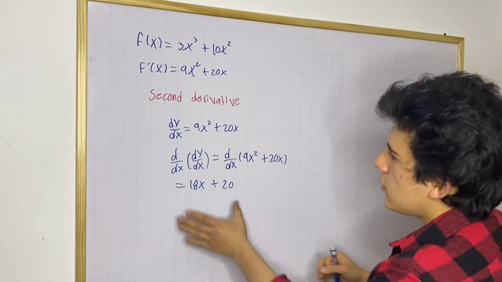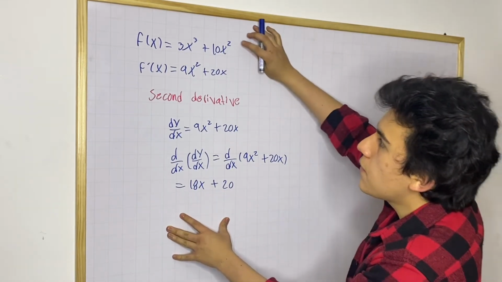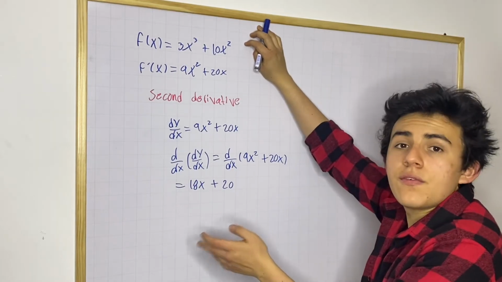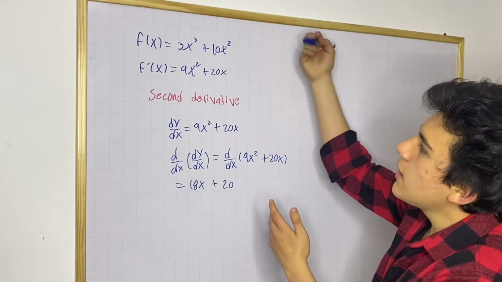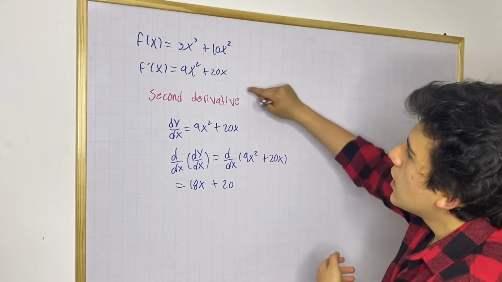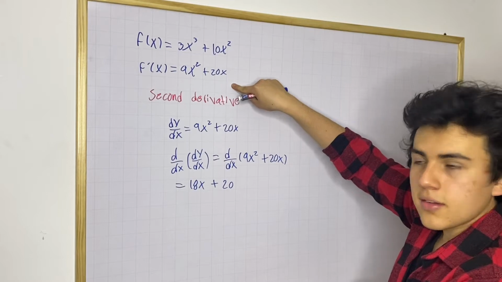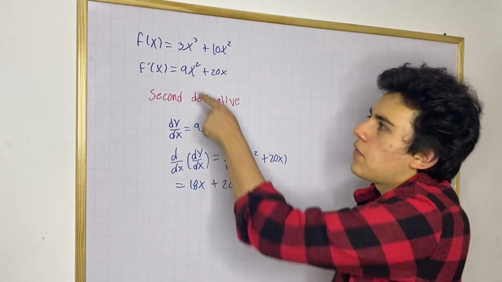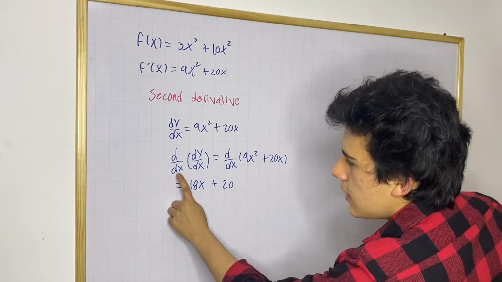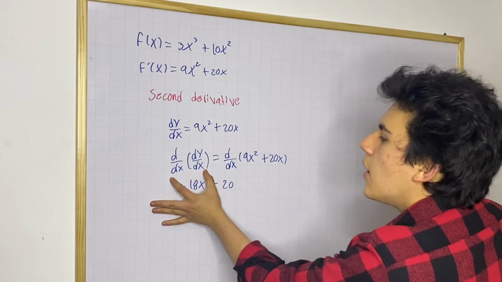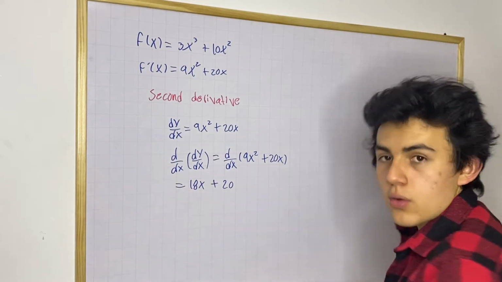So let's go back to this example. Remember, we had a function f, which in an xy plane we could say f of x is equal to y. And then if we take the derivative of f, or simply dy over dx, we're going to have 9x squared plus 20x. And now what if we took the derivative of the derivative of f, which is d over dx of dy over dx? It's basically this operation. Now you can write this part in a more compact way.